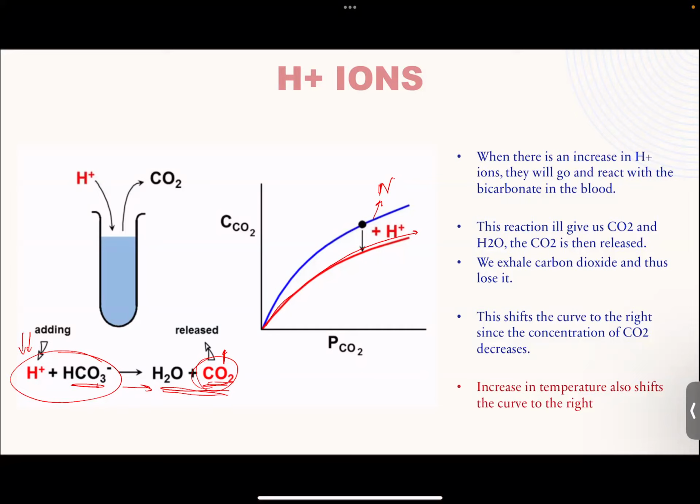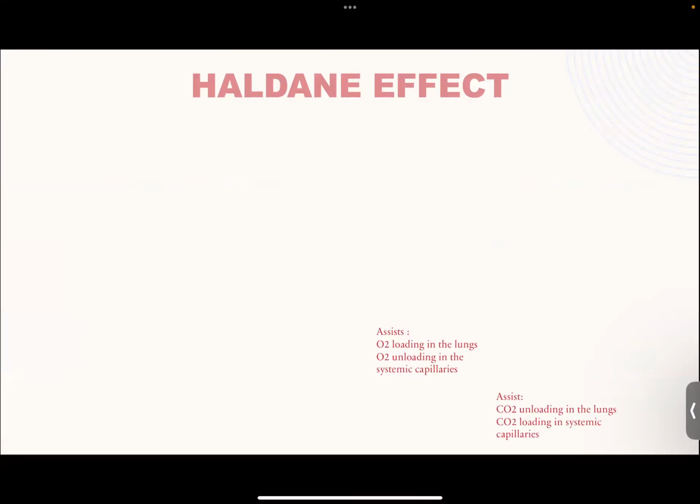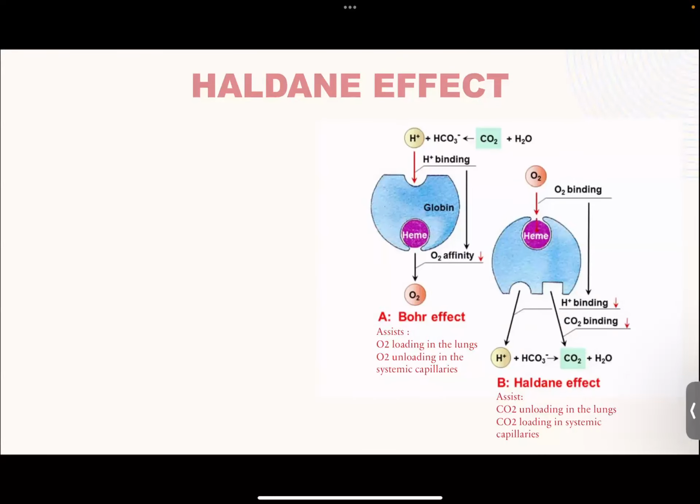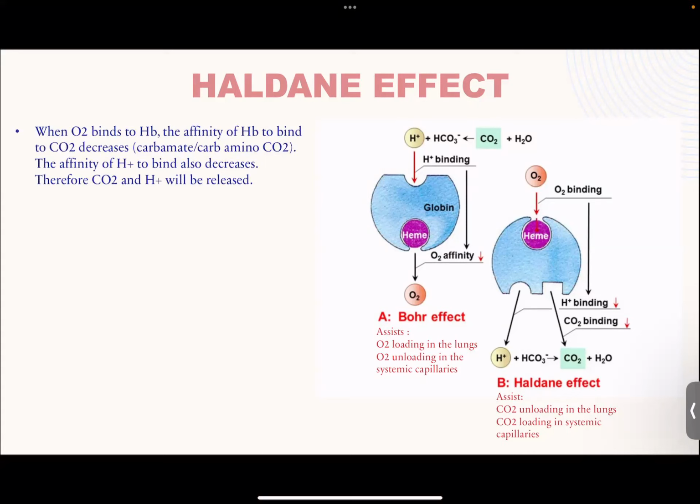Okay. There's something we have here which is called the Haldane effect, and it's kind of similar to the Bohr effect. When the oxygen binds to hemoglobin, the affinity of hemoglobin to bind to CO2 decreases. What does CO2 bind with on hemoglobin? It's the carbamate, the carbamino CO2 that we had, right? So whenever the O2 comes and binds to this hemoglobin, the CO2 is just going to be thrown out because the affinity towards CO2 is decreased. That's literally the Haldane effect, okay?